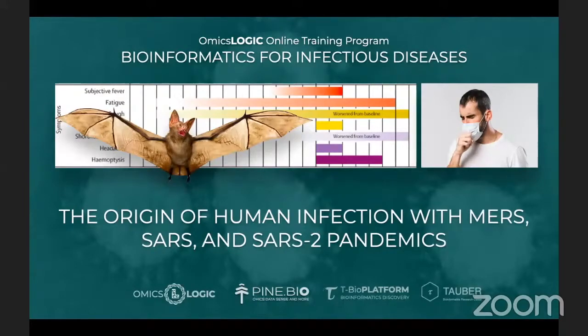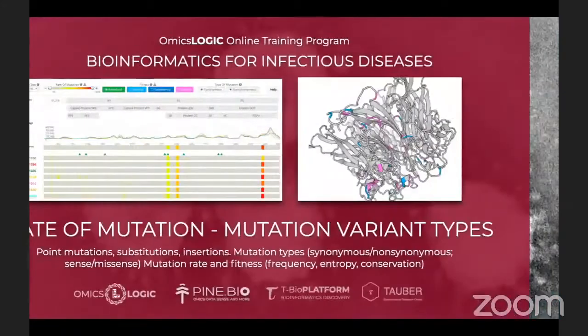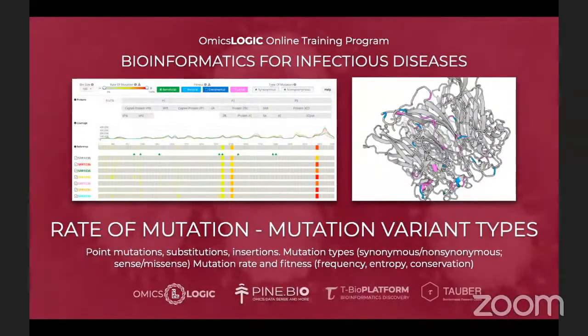This will be a comparative study because we'll be looking at different viruses like MERS, SARS, and SARS-2 and comparing their origin by doing sequence analysis. So this will be on 8th June, as I said, and this will be followed by the next session, which will be on 10th June, about the variants.